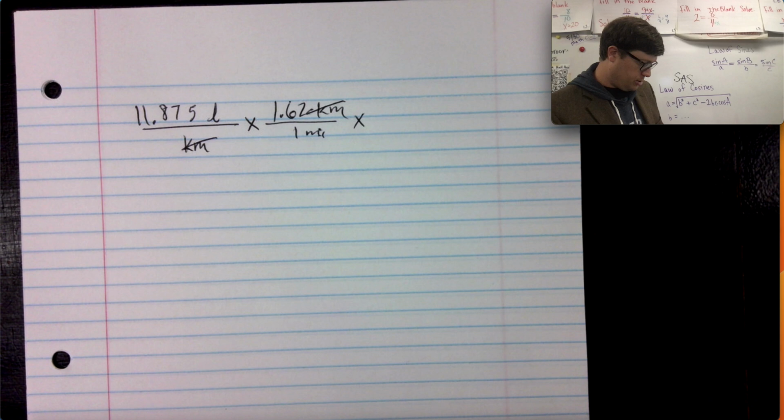0.264 gallons for 1 liter. So liters will cross out, and now I just got to multiply all of this. 11.875 times 1.62 times 0.264. I get 5.0787 gallons per mile.